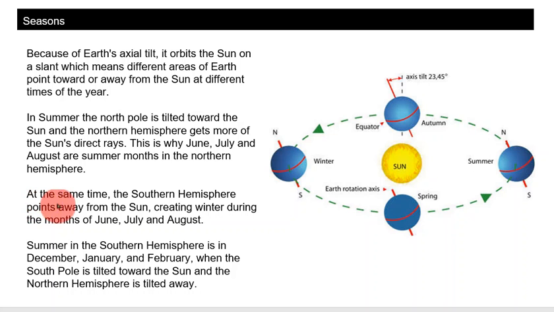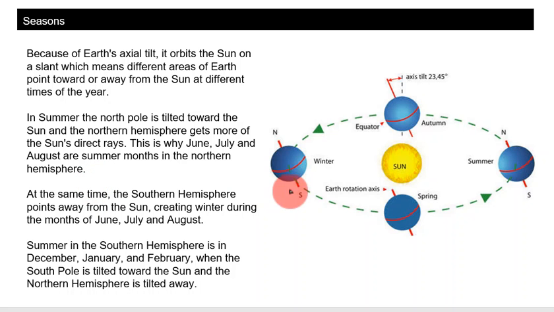At the same time, the southern hemisphere, which is down here, points away from the Sun, creating winter during the months of June, July, and August. So down here it's wintertime for these countries during those months. Summer in the southern hemisphere is in December, January, and February.